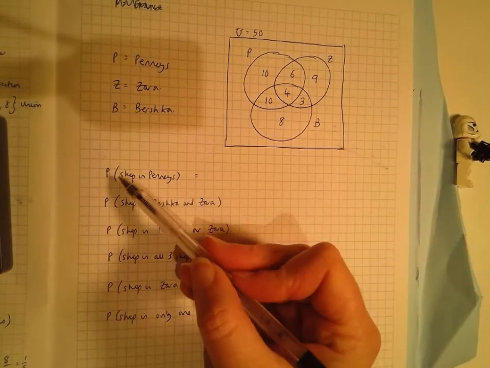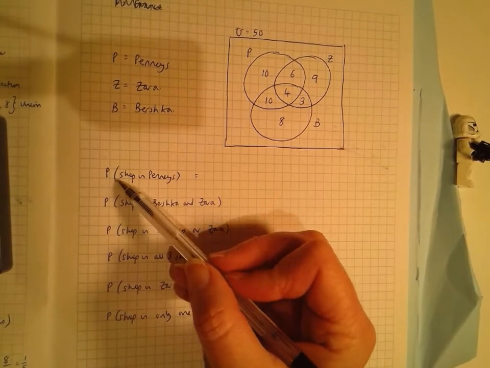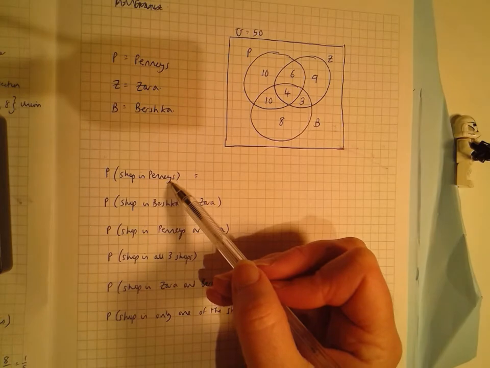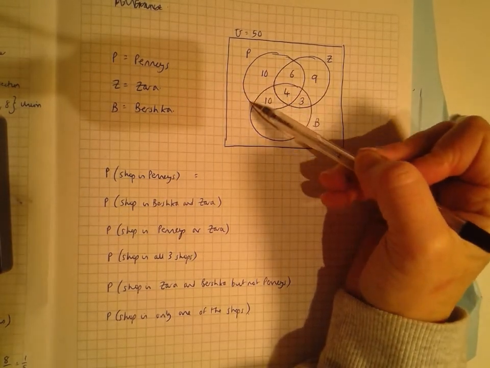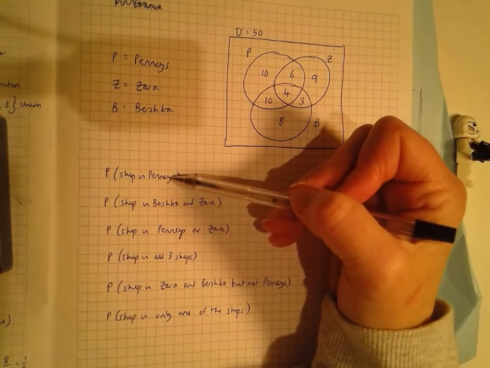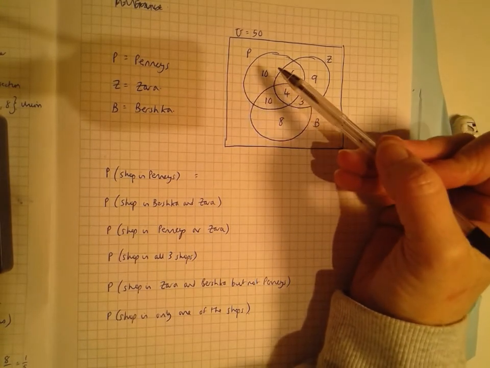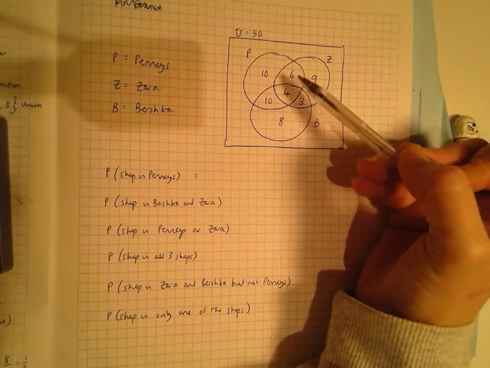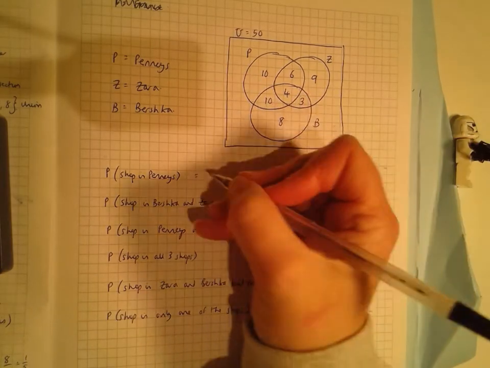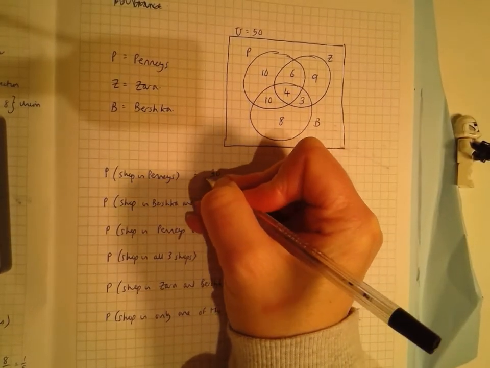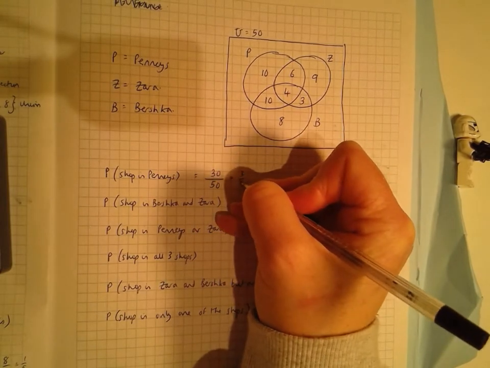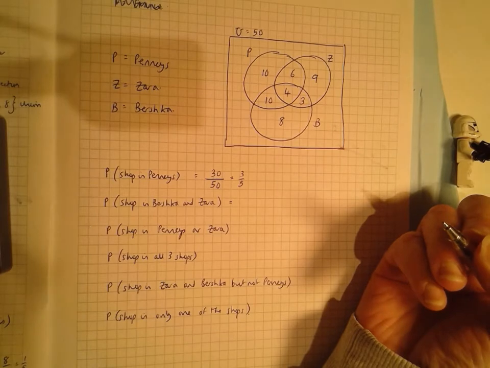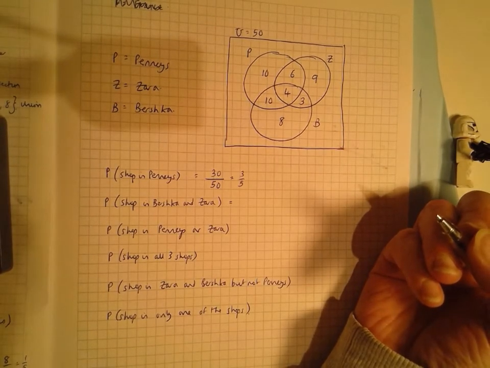The probability that if we were to pick someone at random from this group that they shop in pennies is saying how many people are in the penny circle. How many people are in the penny set? There's no other restrictions other than that they shop in pennies. So that's 10 and 6 is 16 and 4 is 20 and 10 is 30 people. So 30 people out of 50 people shop in pennies. So that's 3/5.